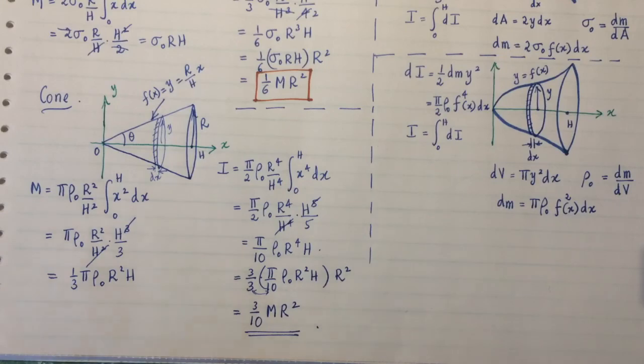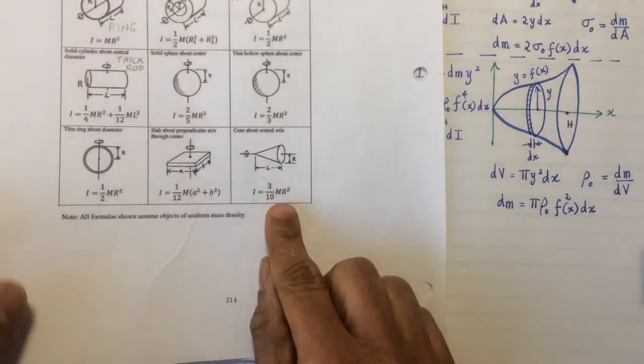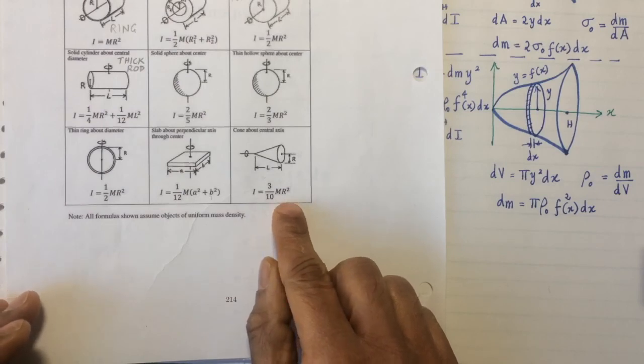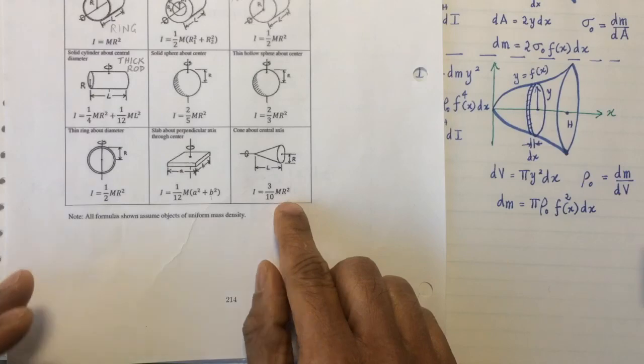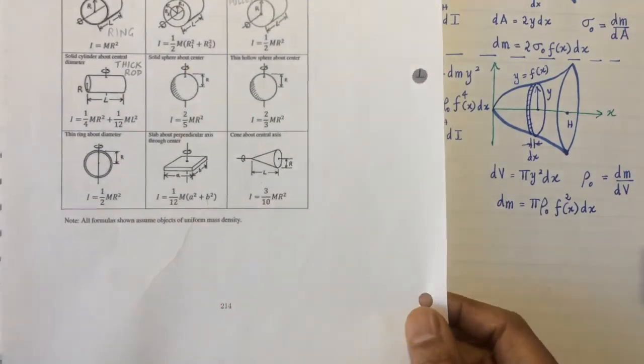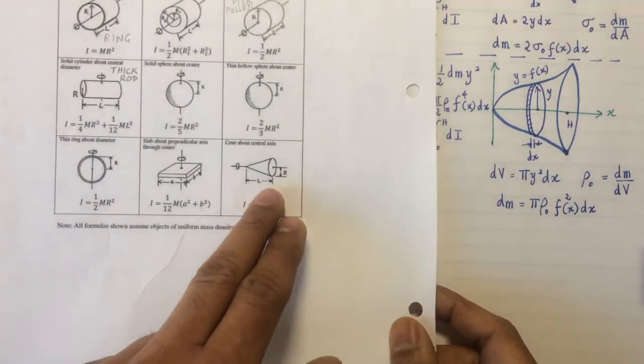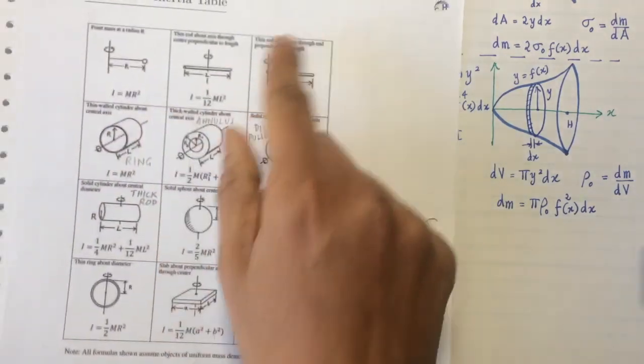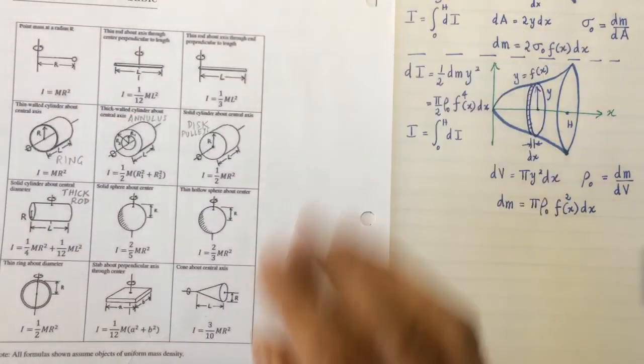Is that the right result? Well, let's check. Indeed, it is the right result for the moment of inertia of a cone about the central axis. So I've described not only how to do the moment of inertia for a cone and a triangle, but you can use this method for any of these objects that you find here. The same tricks will hold.